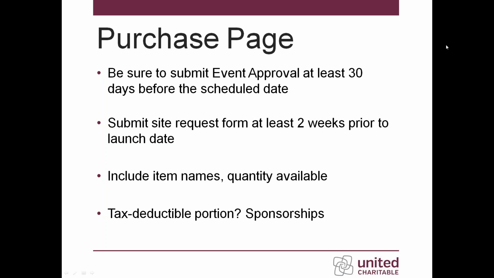In a purchase page, you want to include the item names or the ticket names and how much quantity is available, and if there's a tax deductible portion. For example, in sponsorships, this is actually on the event format as well, if you have sponsorships, you want to list out all the items that the person receives for each level, and then if there's a fair market value with that. If there isn't, just write none, but it helps us determine, and we can set that up on the back end, how much is tax deductible.